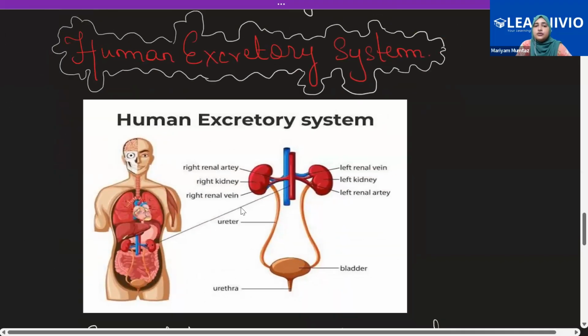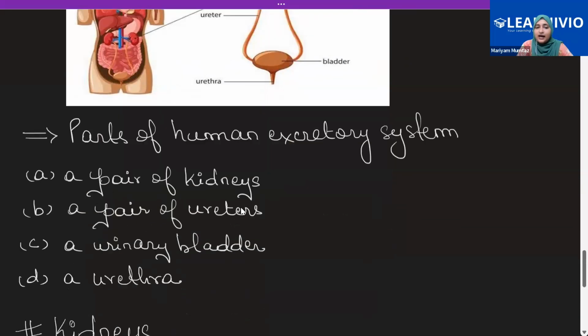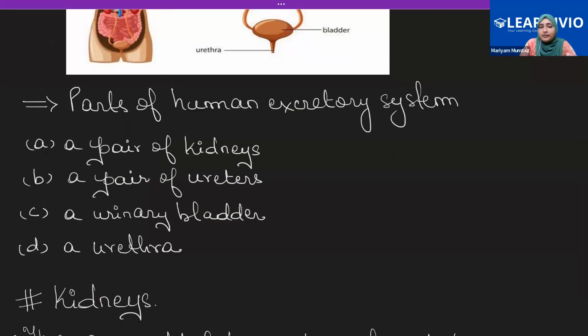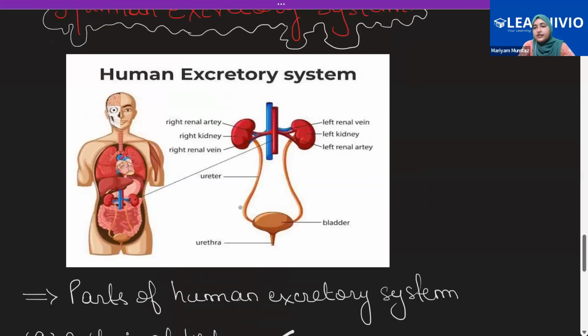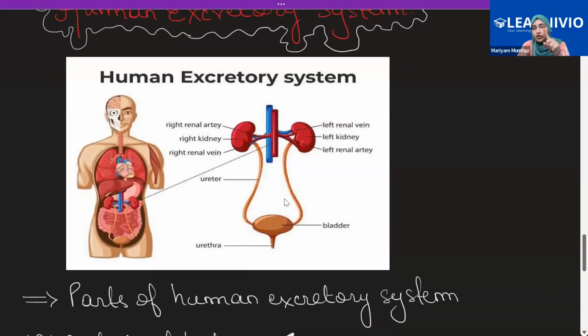Then we come on to the human excretory system. The parts of the human excretory system would be a pair of kidneys, a pair of ureters, a urinary bladder, and a urethra. These are the different parts of the human excretory system. Is it clear, students? Now, when you're noting down, draw this diagram also, only this part, the main enlarged part. Not this one, the human one you don't have to draw.